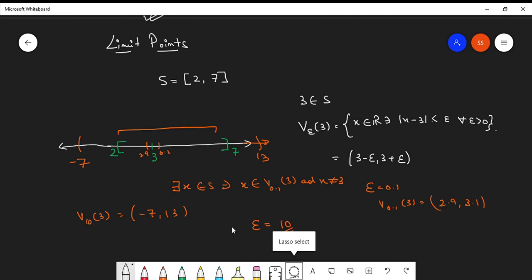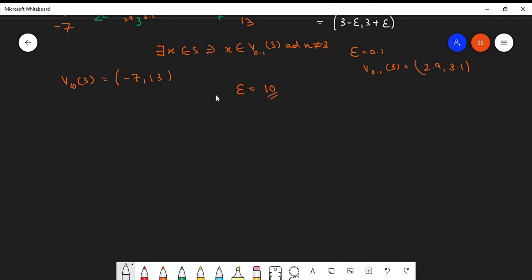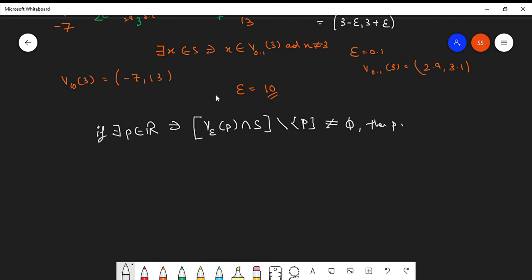So what we mean to say is that if there exists some P which belongs to the set of reals such that V epsilon of P intersecting S minus P, where S is the subset we considered, for example this closed interval 2 to 7, is not a null set, then P is said to be a limit point of S. Is the definition of limit points clear?